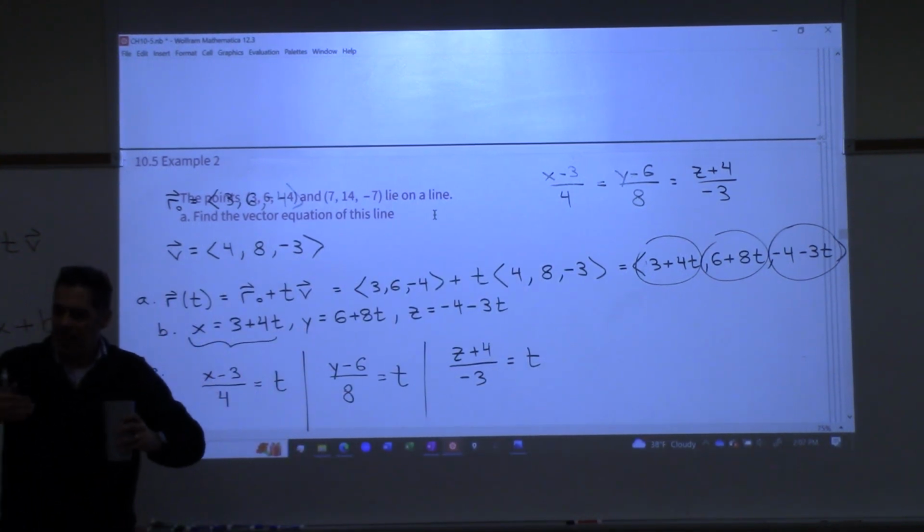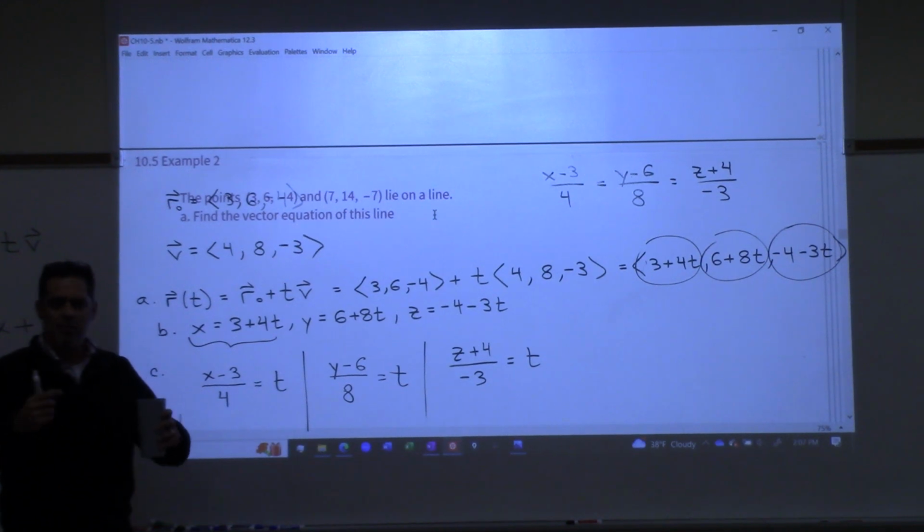Do y'all see how that's just like an extension of what we just did in R2? Right, there's just that third thing now.